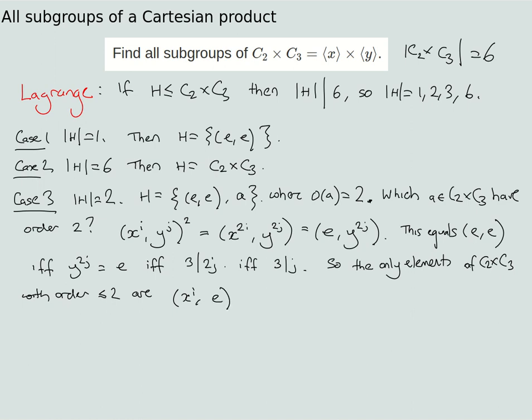So the only elements you get with order at most 2 are x to the i, e. And of course, the only different elements you can get there are x to the 0 and x to the 1. So you can have x, e, and e. Alright, so that means actually there's only one subgroup of order 2, which is the one generated by x, e.